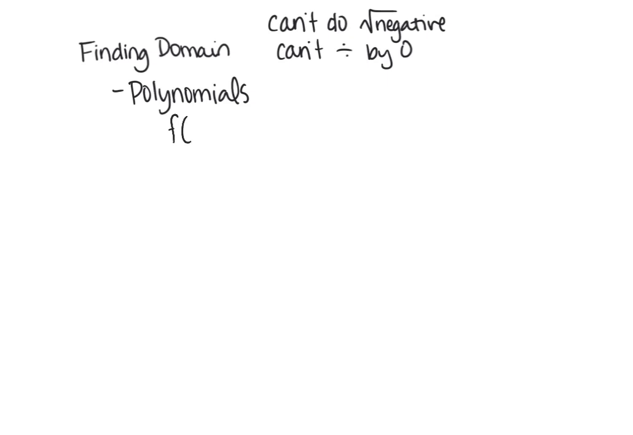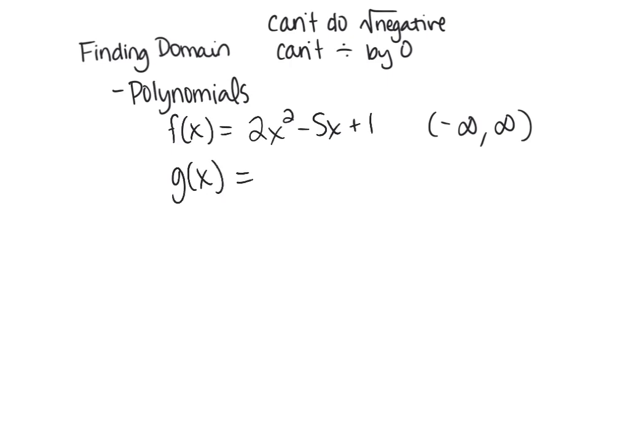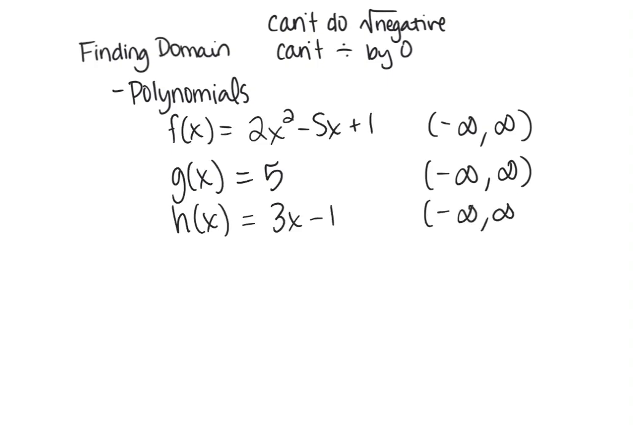So for a polynomial where you had something like 2x squared minus 5x plus 1, your domain here is negative infinity to infinity. It's all real numbers. If you have just something like 5, well, it's just 5 for every value of x. And if you have a line, 3x minus 1, again, that one's all real numbers.